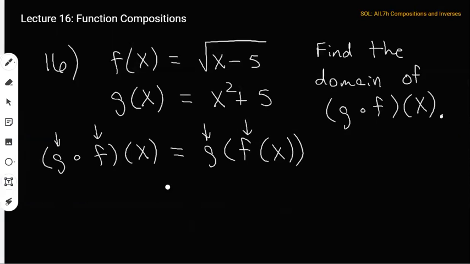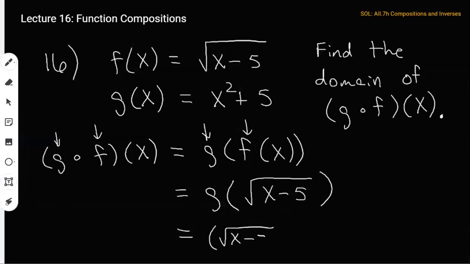Now, what is f of x? That's going to be the square root of x minus 5. So I put that function on the inside of the parentheses, right? And now what I'm going to do is take g of x and replace every single x with that square root of x minus 5. What that's going to give me is that function squared plus 5 at the end, because I'm using this function right here. All I did was replace x with the square root of x minus 5.